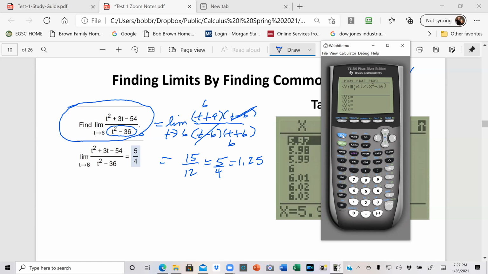So let's go here to table set. You hit second, table set. And you put in where you want to start the table. Well, I want to be close to 6. And so let's start at 5.95, okay? And delta table is the increment. I'm just going to pick 0.01, okay? And now I'm going to generate the table by hitting second graph.